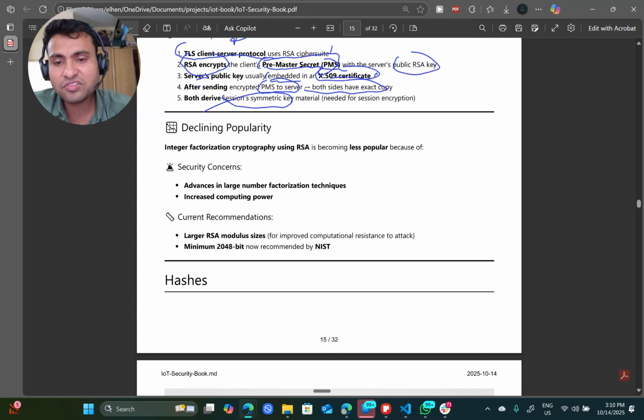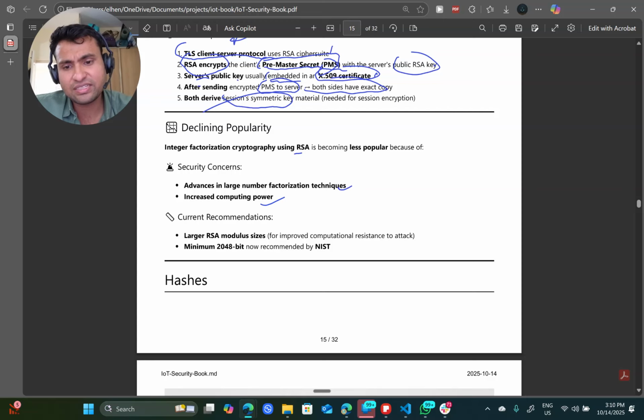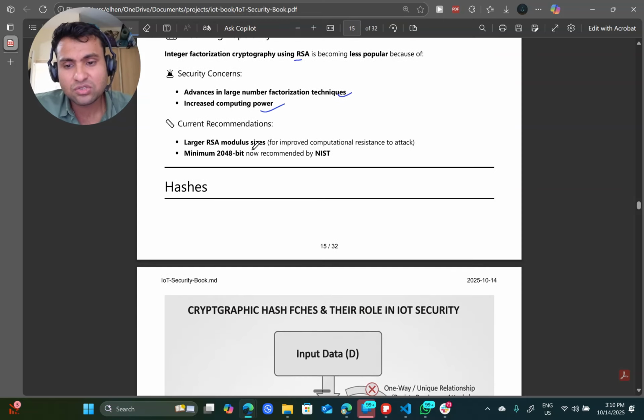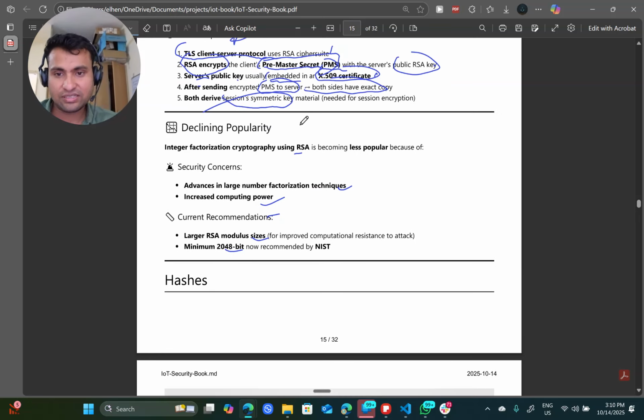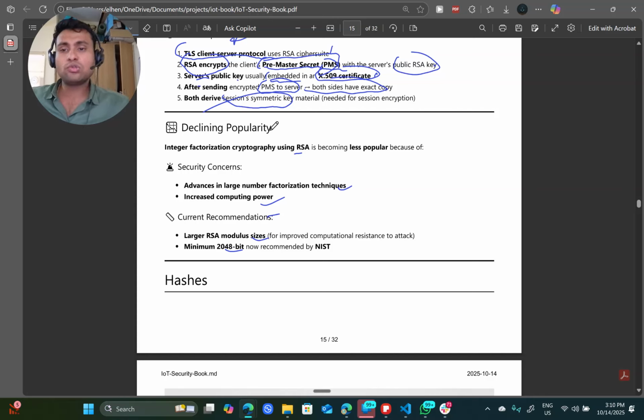The other one we discussed, IFC, integer factorization cryptography using RSA, has certain security concerns due to advances in large number factorization techniques and increased computing power. So the best recommendation is to use a larger RSA modulus size, like 2048 bit, to establish that session key and then do the communication.